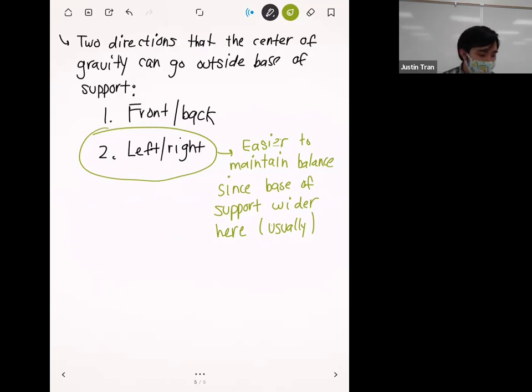And I say that it's usually easier just based on the resting stance of a person. Of course, you can take a stance where you put one foot in front of the other. In that case, you have much more stability in the front and back direction. Some martial arts stances take that approach. But generally speaking, left and right is a little bit easier.